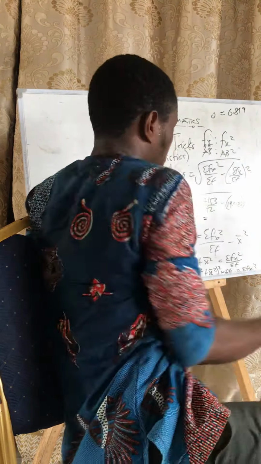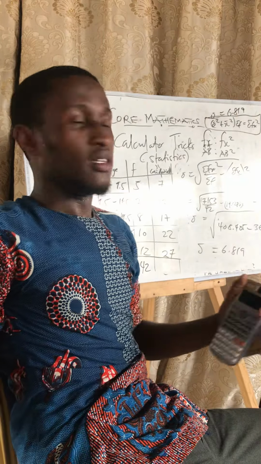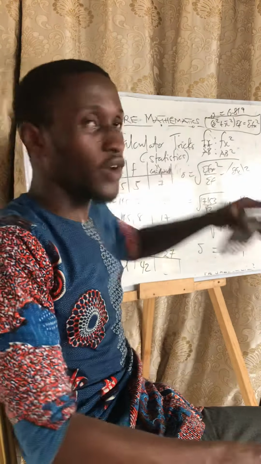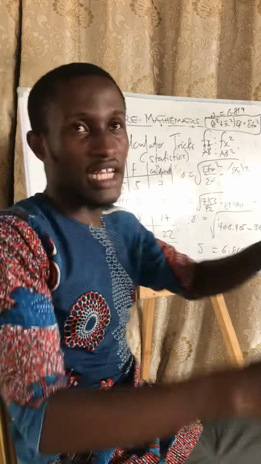So 17153 divided by 42 gives me 408.405 minus this one squared, so minus the 19.0238 all squared. So I'll get 361.905. And when you find the square root, you should get this. So the calculator has helped you to find the mean and the standard deviation. The calculator has helped you to fill the fx column, the f times x squared column.